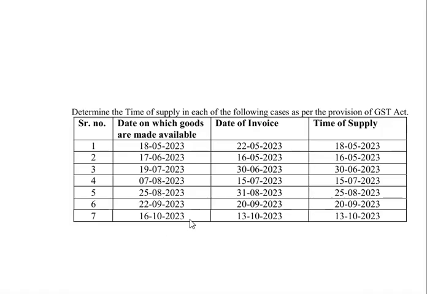Next transaction, which is the last one: 16th October 2023 is the date on which goods are made available, or we can say this is the last date for issue of invoice, and the date of invoice is 13th October 2023. From both these dates, whichever is earlier, 13th October 2023 is the earlier date. Therefore, 13th October 2023 will be your answer.